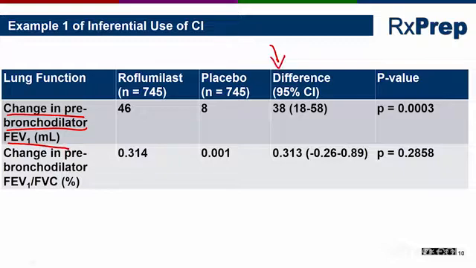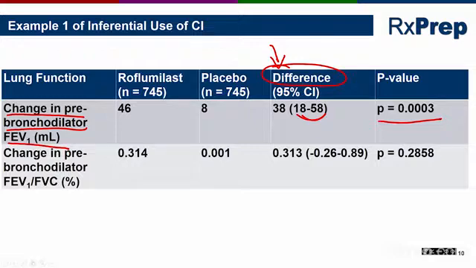Well, we're not going to look at the p-value column. We're going to look here at the difference. Remember, if we're looking at the difference between 2 groups, the number we're looking for in the confidence interval is 0. 18 to 58, does that include the number 0? No, it does not. There is no 0 in this confidence interval. Therefore, the results are significant.